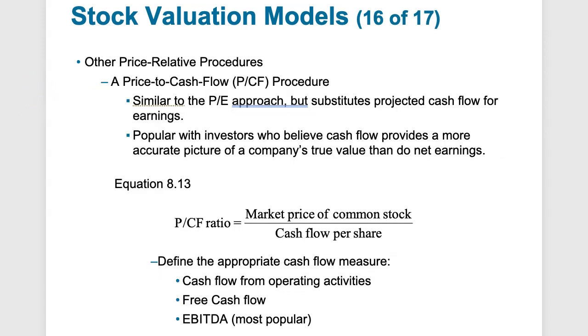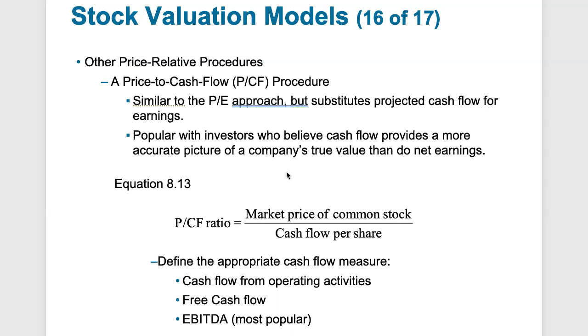Now we have the price to cash flow procedure. So it's the market price of the stock divided by the cash flow per share. Now this is tricky because, while we know the current market price of the stock, we have to estimate the cash flow per share from operations, which can be difficult, not impossible. Now, some people might use the free cash flow or EBITDA as the cash flow per share. It's really up to your preference.